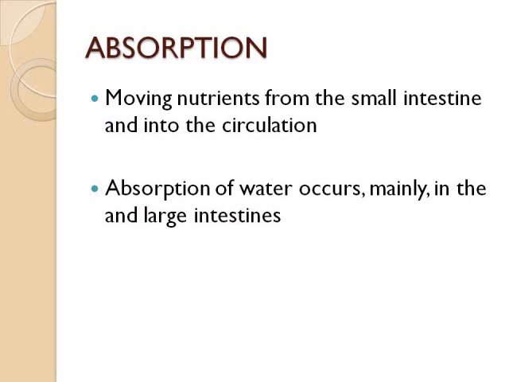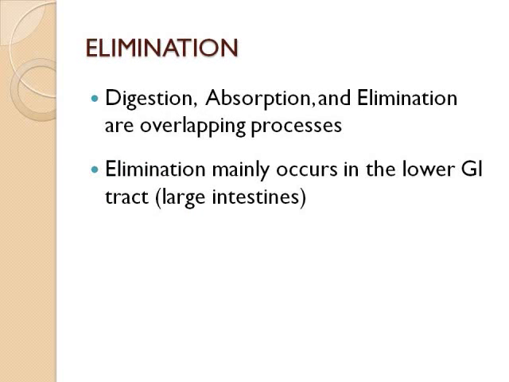Absorption of the nutrients occurs mainly in the small intestines. So the nutrients are moving from the small intestines into the circulation. However, the absorption of water occurs mainly in the large intestines. So digestion, absorption, and elimination are overlapping processes. Elimination, when we're talking about that, we're talking mostly about the large intestines.